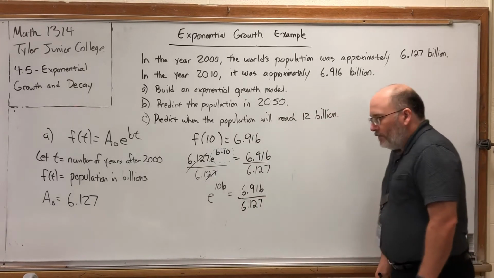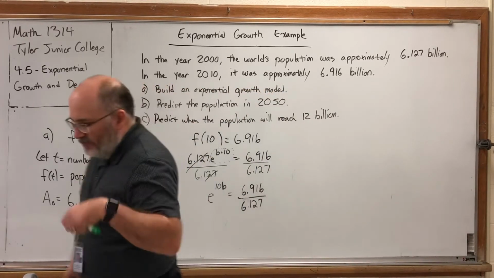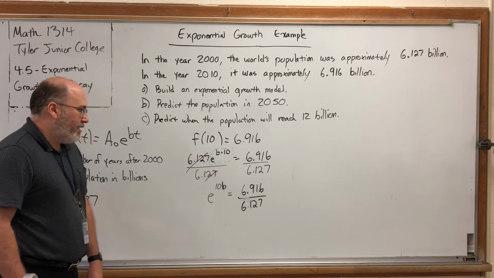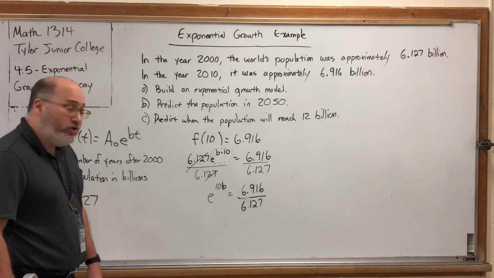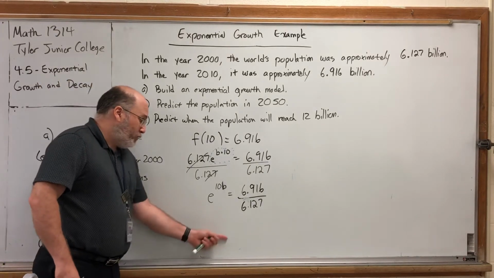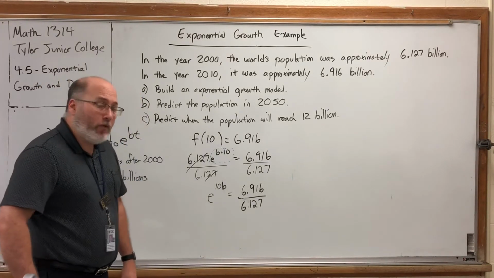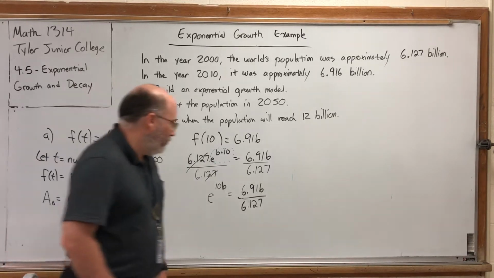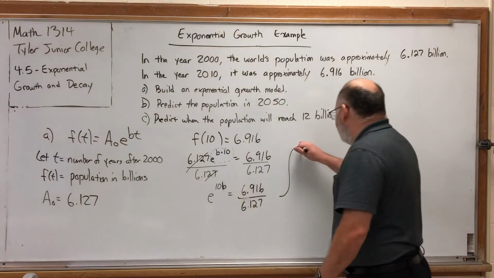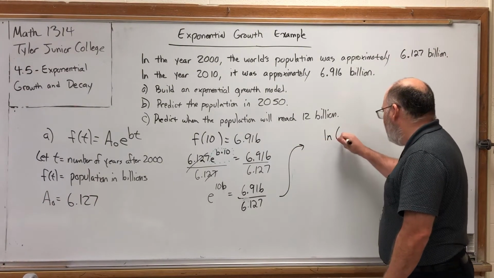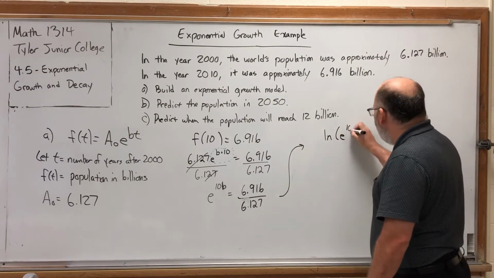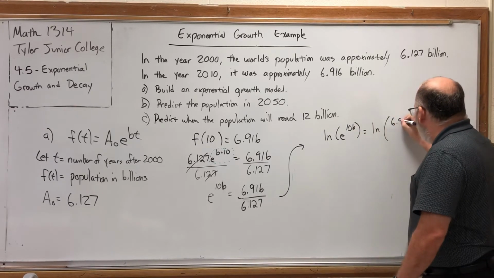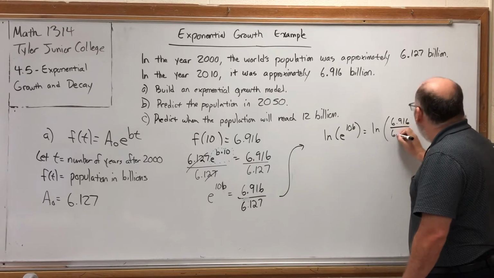Okay? The next move in solving this exponential equation, once you isolate the exponential term, is to take the log of both sides. And you can choose any base you want. But as was mentioned in this video series for 4.4, if you're going to use a log and there's an e, you should use natural log. If we take the natural log of both sides, we get the natural log of e to the 10b power equals the natural log of 6.916 over 6.127.